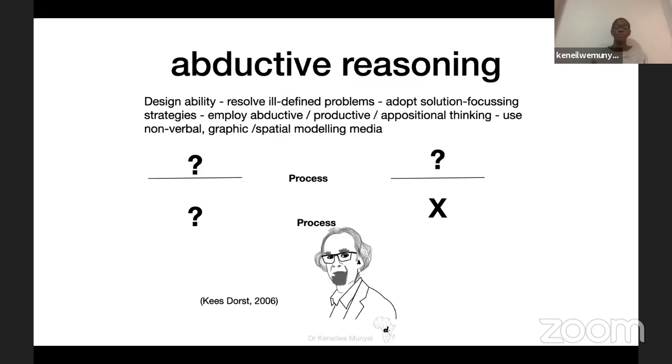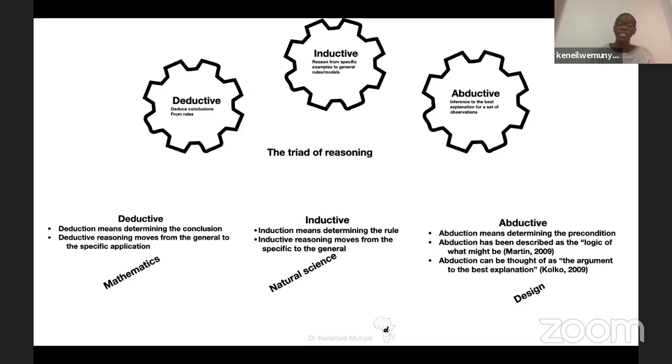And Dorst has written a lot about abductive reasoning. So just to reiterate the difference in terms of the different types of reasoning. Typically mathematicians will focus on deductive reasoning, and then natural science would focus on inductive, whereas in design thinking, again, in design, in most cases, we use what is known as abductive reasoning.